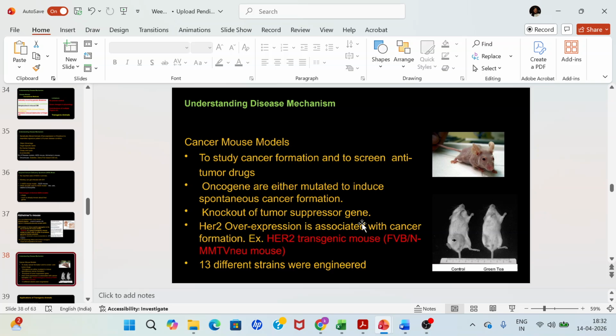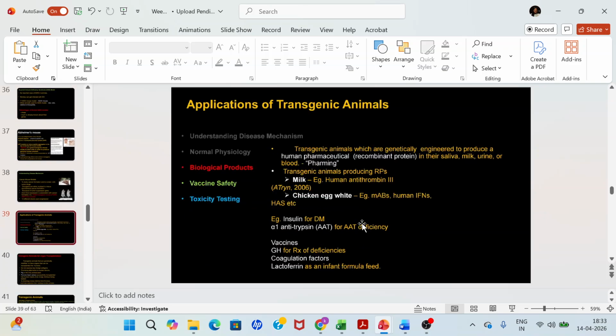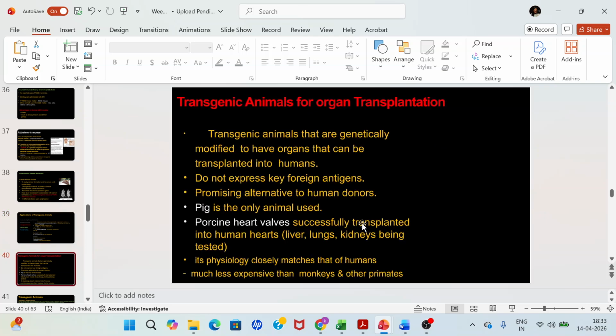Then the cancer mouse models are used to study cancer formation and to screen anti-tumor drugs. Oncogenes are either mutated to induce spontaneous cancer formation, or a tumor suppressor gene is knocked out. HER2 overexpression is associated with cancer formation. HER2 is a gene involved in cancer, and breast cancer, and 13 different strains were engineered for the production of this cancer mouse model. We have seen the applications to study different diseases and all.